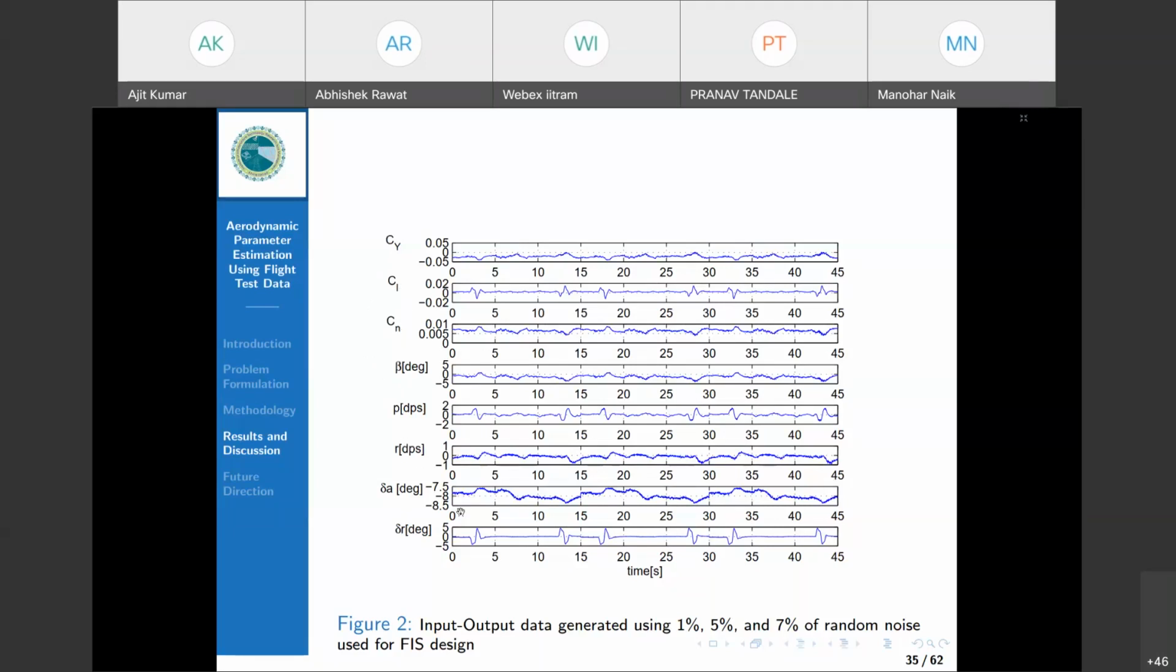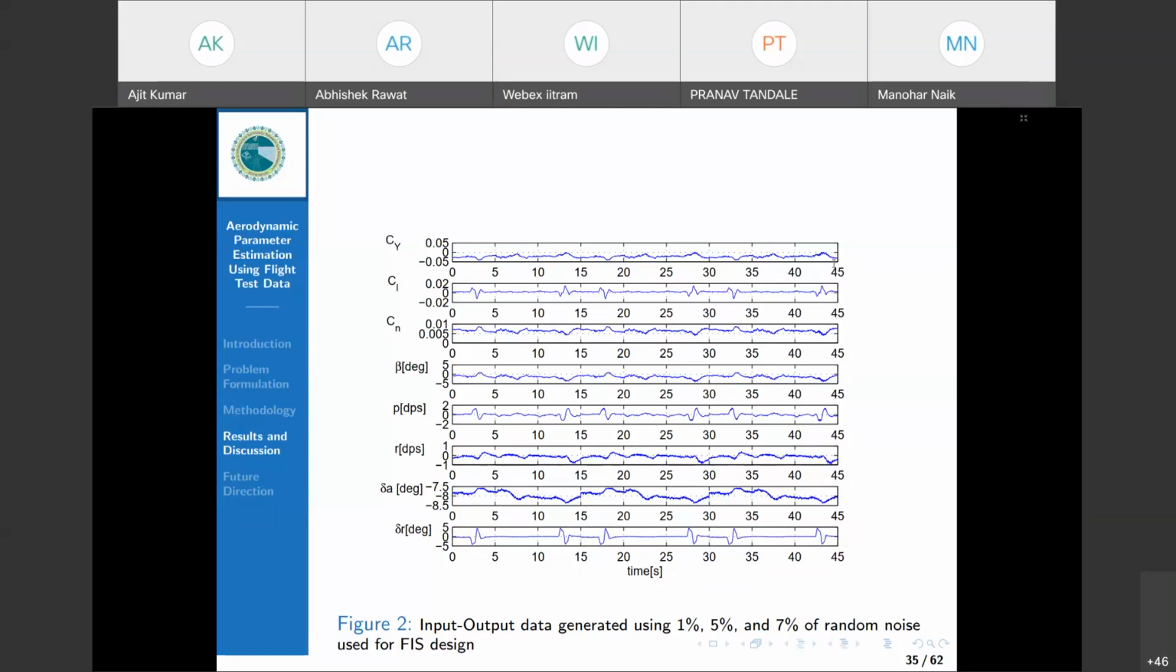So you can see the data sample is of 45 seconds. Essentially it's a replicate of one data. In the first data, we have added the noise of 1%, which is your 0 to 15 seconds. And from 15 to 30 seconds, we have added 5% of the noise. And from 30 to 45 seconds, we have added 7% of random noise. So I mean, we were just trying to elaborate the data.